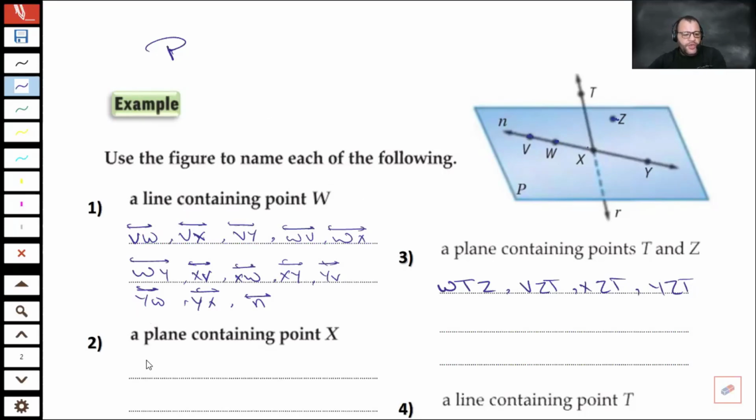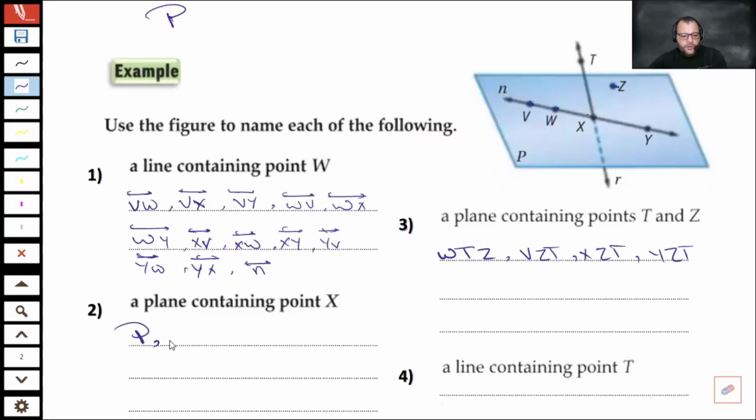So the name will be P or V, W, X, Z. Or not X. Don't say V, W, X because they lie on the same line. V, W, and the 3rd point not on the same line. So it will be V, X, Z. Or V, Y, Z. Or W, X, Z. Or W, Y, Z. Or X, Y, Z.